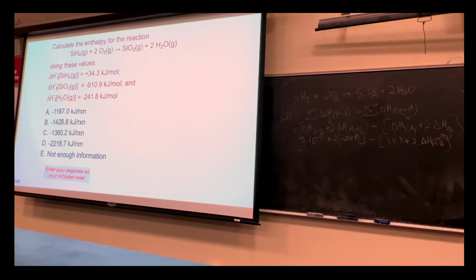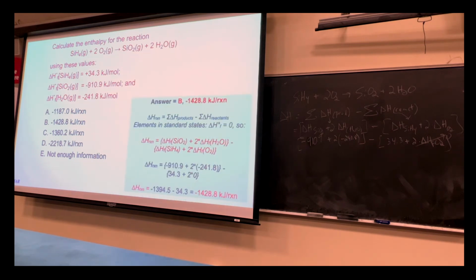So on your calculators then, minus 910.9 plus 2 times negative 241.8 minus 34.3, all right? Make sure you remember to do the minus sign by any of the reactants. And it comes out to be minus 1,428.8 kilojoules. So answer B right there. And again, here's products minus reactants. Oxygen is 0, don't have to worry about that. You will always have access to a table where I give you the values you can solve for it.